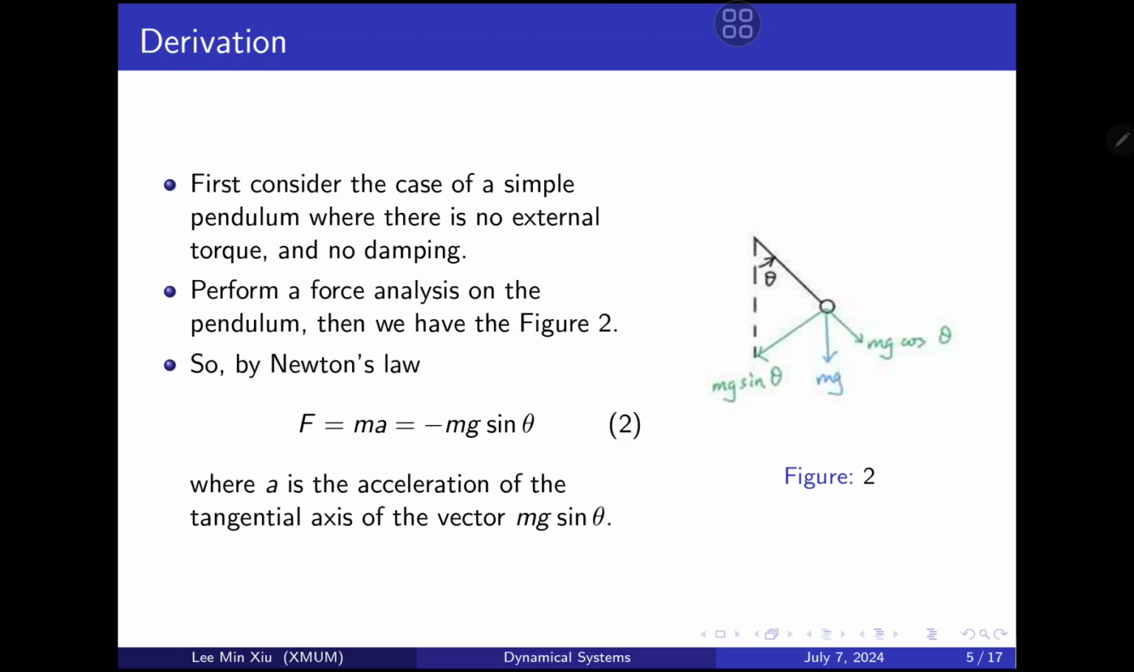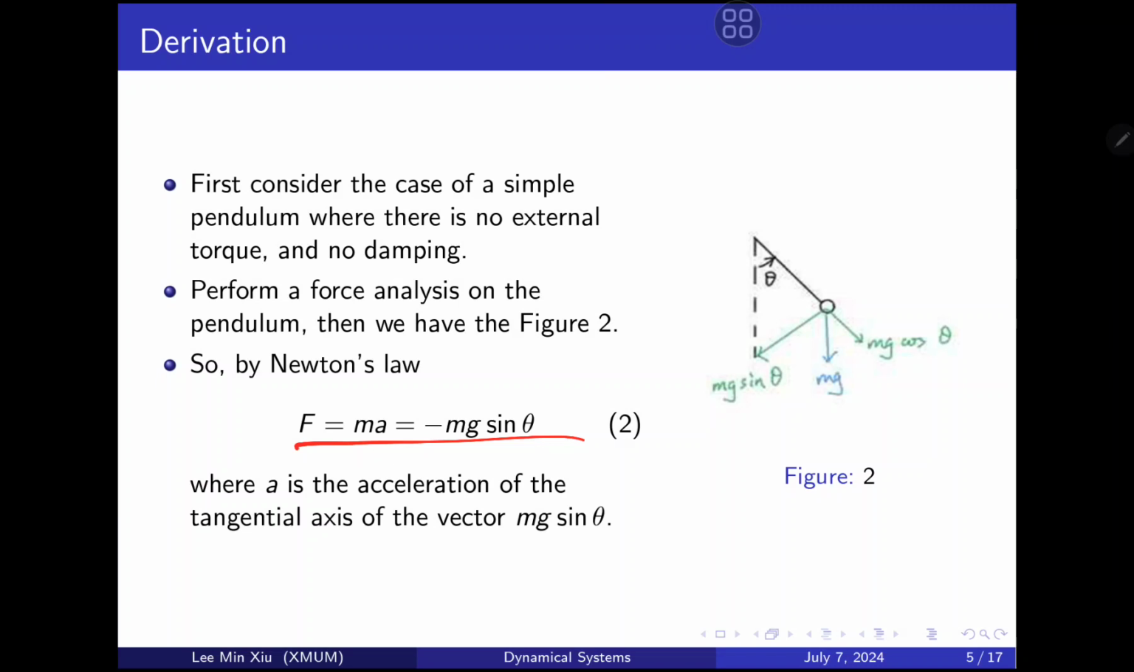So let's consider a case where we have a simple pendulum where there is no external torque and no damping, and we can apply force analysis onto this pendulum here. So there's no external torque, no damping, therefore the whole pendulum is only affected by gravity, mg. And then we know that we can split the forces into orthogonal vector parts, and therefore we have the tangential gravity, which makes the most work, I guess, to be mg sine theta. And therefore by Newton's law we have this.